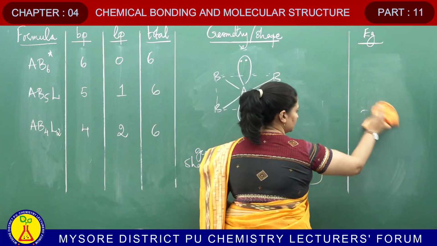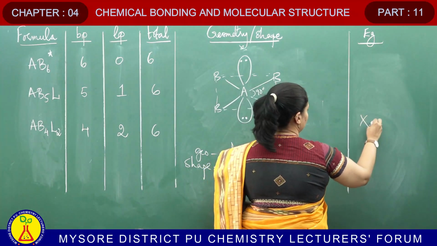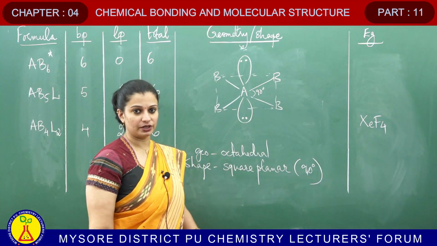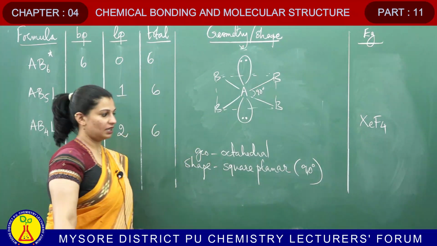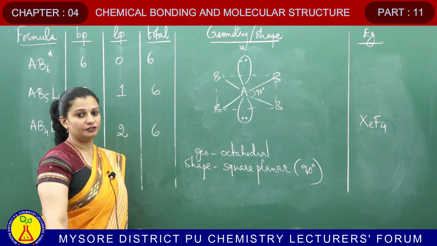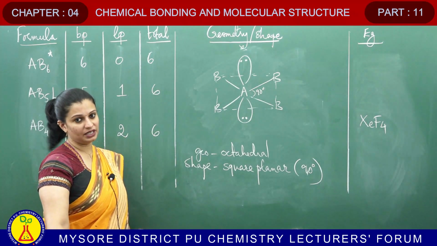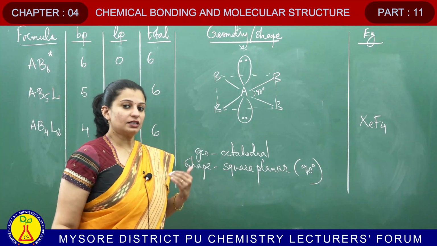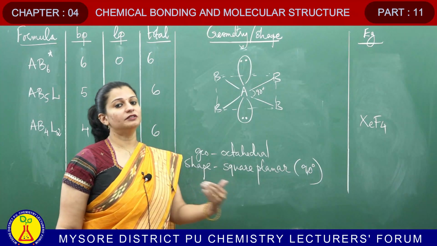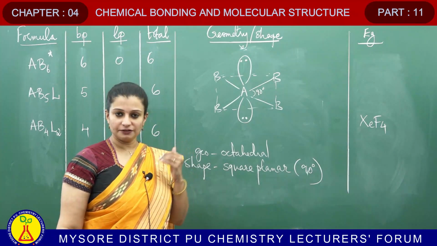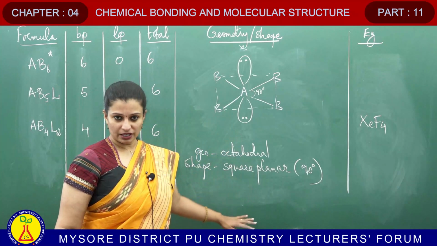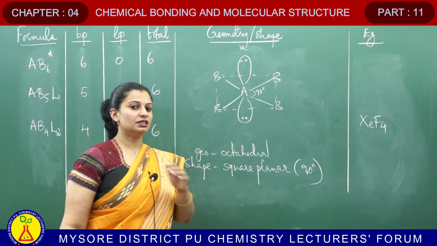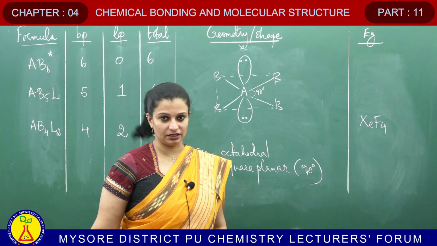Now an example for this, you can quote XeF4, xenon tetrafluoride. So these are the different cases and examples for the formulae which you can discuss under VSEPR. VSEPR theory helps us to predict the geometry and the shape of different molecules. So we had different categories, and I hope you have understood this chart. I will summarize this for you in one more simpler chart. With this we conclude VSEPR theory.